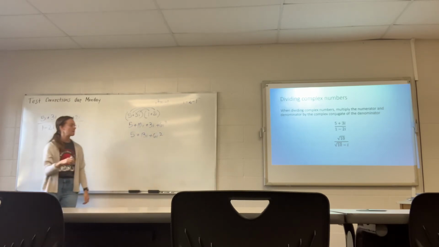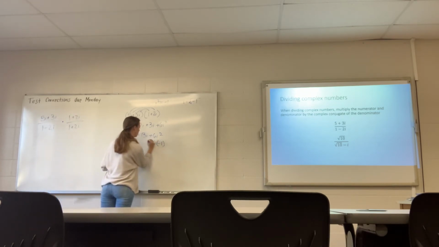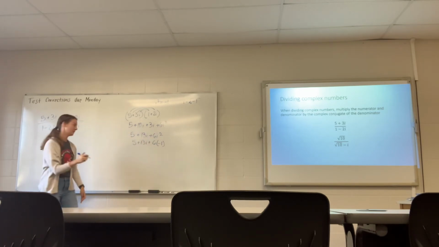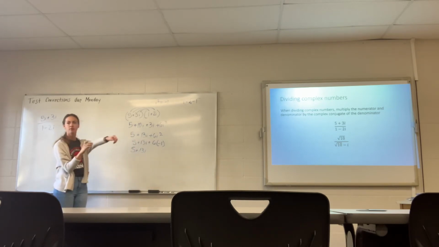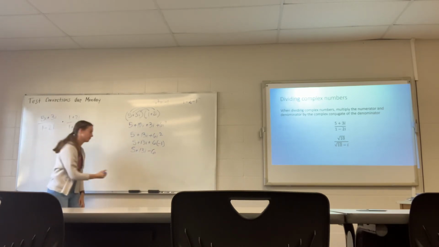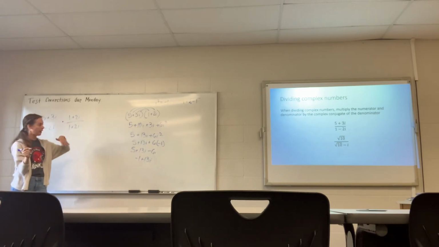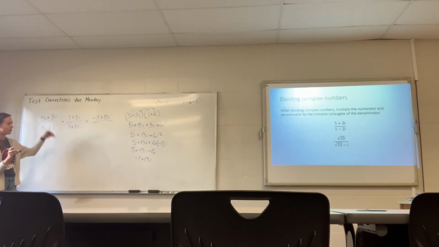Okay. What should I do after that? Plug negative 1 in for i squared. Okay. So what would I have? 5 plus 13i plus 6. Will it be positive 6? Oh, minus 6. Yep, minus 6. And then I'm gonna get? Negative 1 plus 13i. Yep, negative 1 plus 13i. Awesome, thanks Cooper. So our numerator is gonna be negative 1 plus 13i.